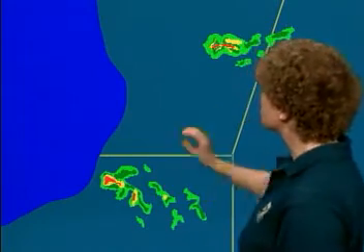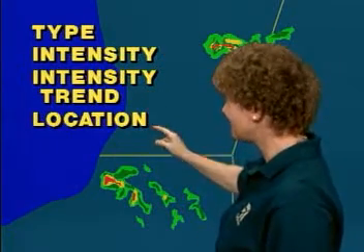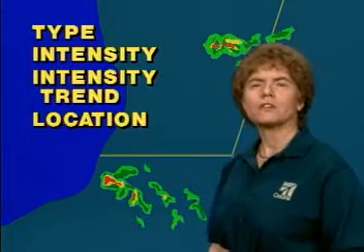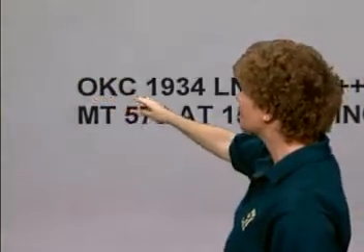You see, radar can detect thunderstorms as well as general areas of precipitation. Once each hour, most radar stations issue reports of radar echoes by direction and distance from a particular station. Now, the report will give you the type of precipitation, the intensity of it, the intensity trend, and its location. That report is called the Radar Weather Report, or SD. For instance, this is a radar weather report for Oklahoma City, OKC.